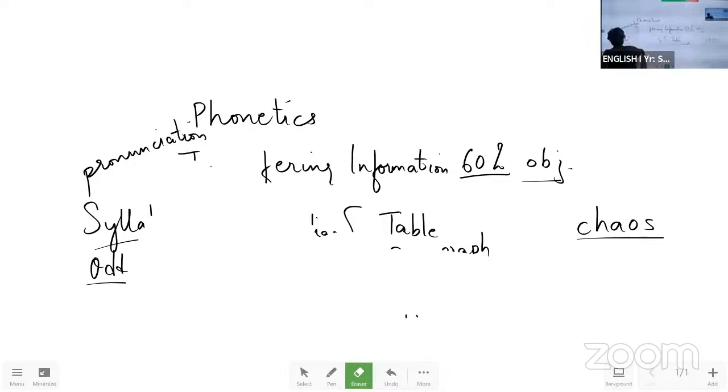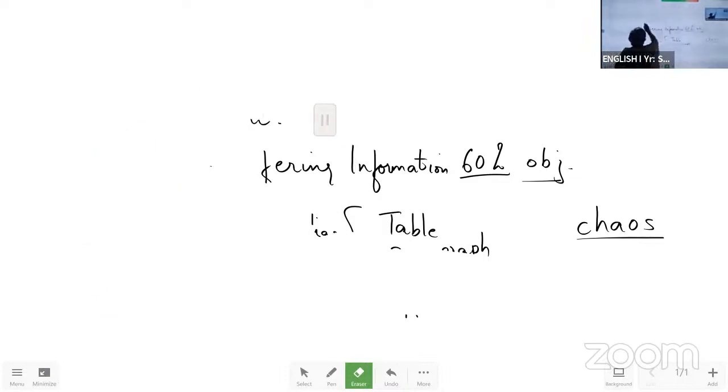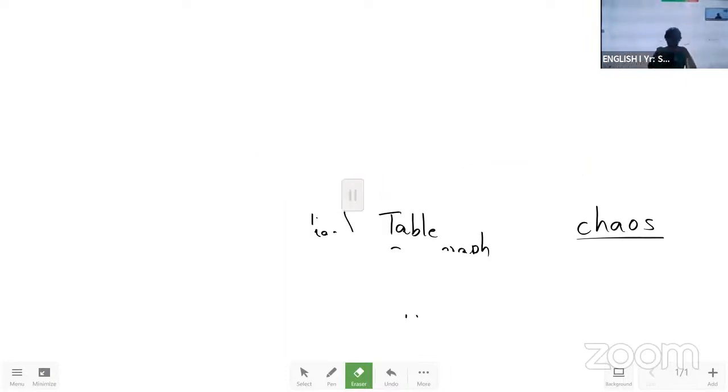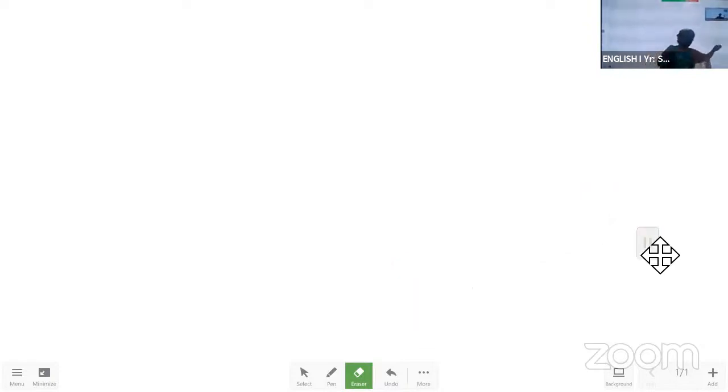But first thing you should remember is keep it section wise. Whichever section you start, complete that section before moving on to the other section. Second thing, it should be clear and neat presentation.